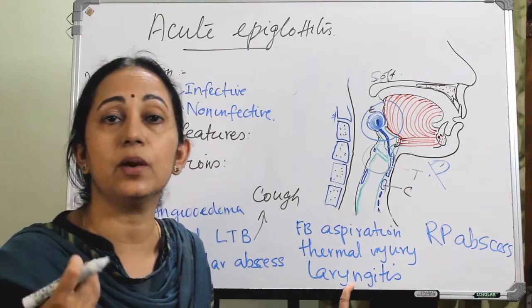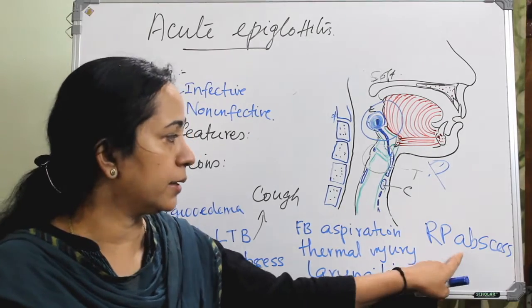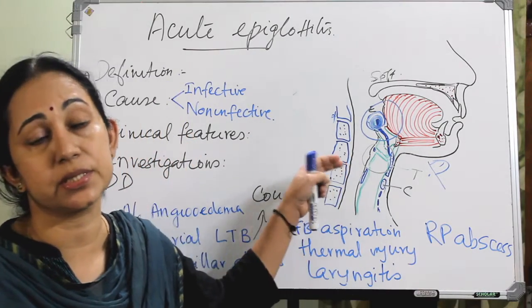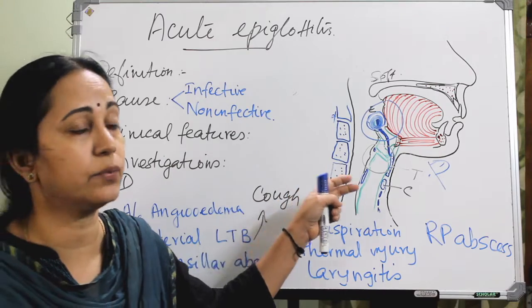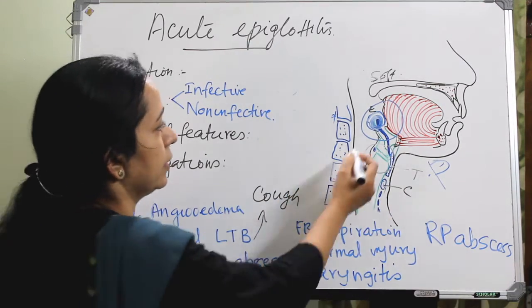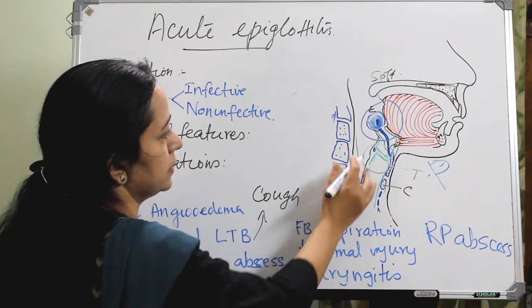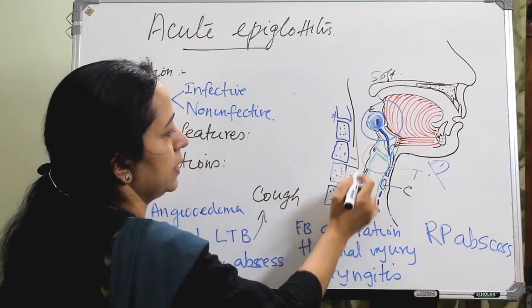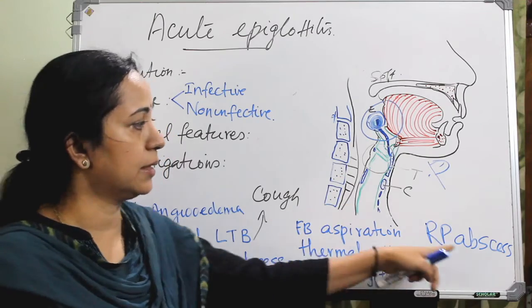That is important. Hoarse voice. Okay. And in retropharyngeal abscess, X-ray soft tissue neck will be typical. There will be widening of the retropharyngeal space. You can see the definite widening of retropharyngeal space in case of an RP abscess. Okay. So these are the differential diagnosis.